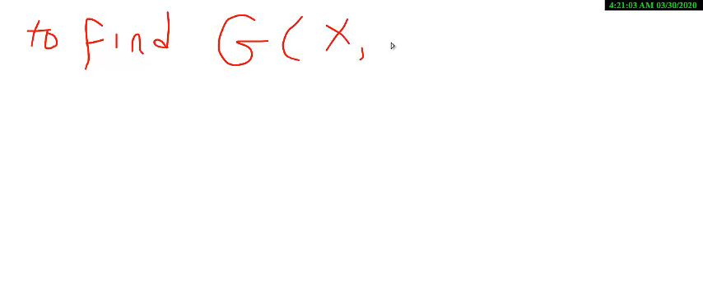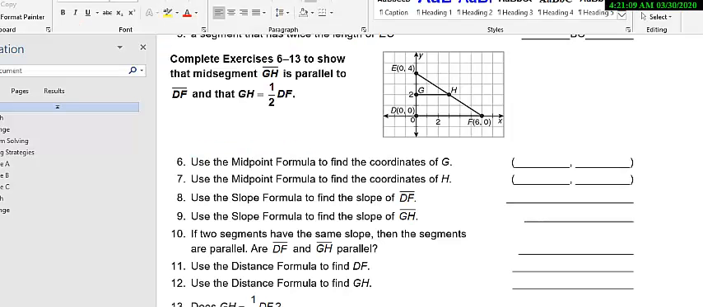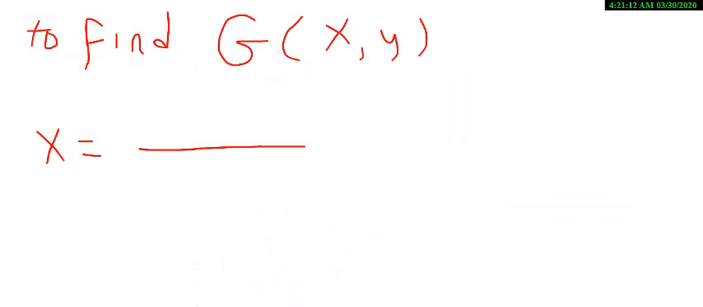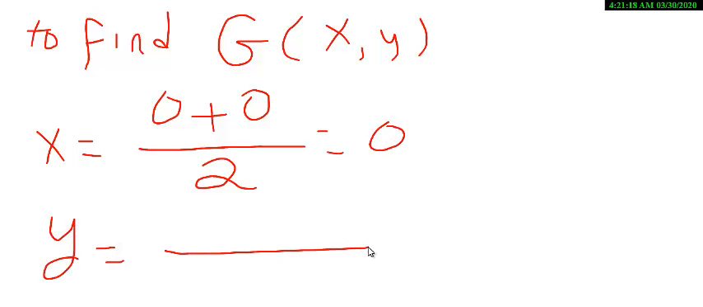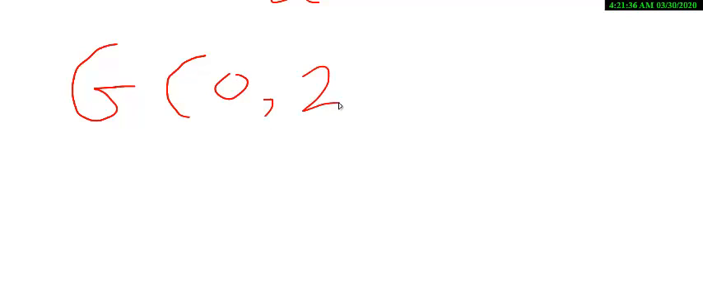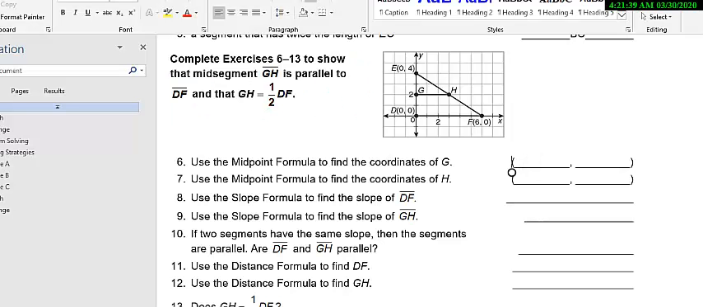To find G's x and y coordinates, x will be 0 plus 0 over 2, so 0 plus 0 over 2 will be 0. And the y coordinate for the same point will be 4 plus 0 over 2. 4 plus 0 over 2 will be 2. So the coordinates of G are going to be 0 and 2. So I have to write down the coordinates of the point G according to the formula: 0 and 2.